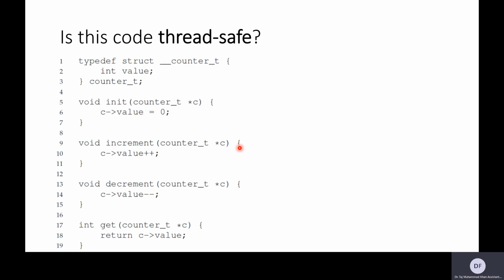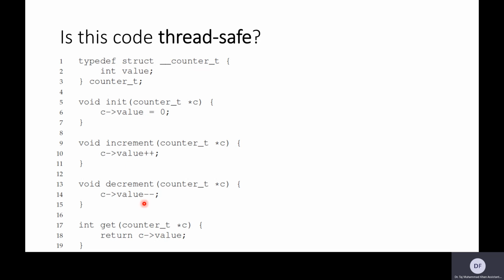We'll again start with a simple example. The data structure that is shared between multiple threads is this simple structure, counter_t, and it has only one variable of type integer whose name is value. There's an init function which will initialize the value inside this structure. Then we have two functions, one called increment and the other called decrement, which will respectively increment or decrement the value of this structure.